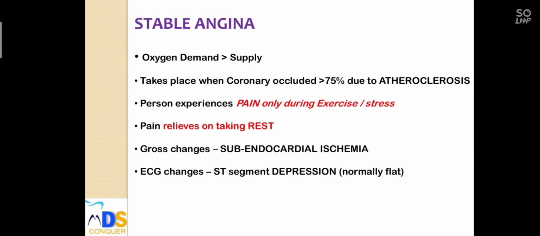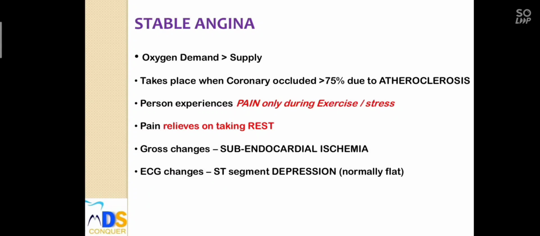Stable angina. In this type, the oxygen demand is greater than supply. The tissue demands more oxygen, okay? But there is less supply of oxygen because of atherosclerosis, and it takes place when the coronary artery is occluded more than 75% because of atherosclerosis. So this person experiences pain only during exercise or stress.